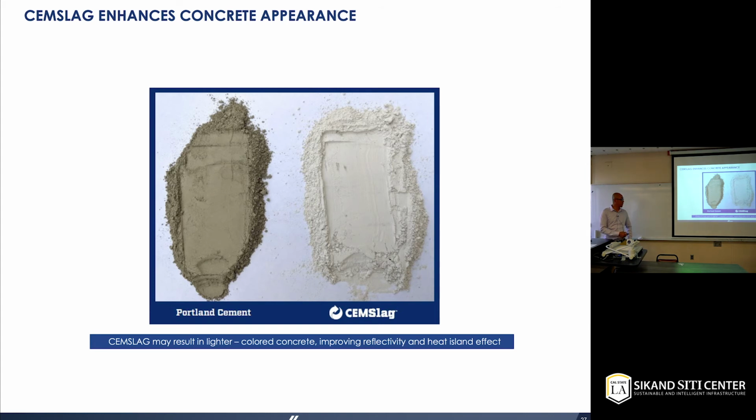Since slag has a light color, if you add this material in your concrete mix, it results in a lighter color of your concrete. So it's going to reflect more light and help reduce the urban heat island effect.